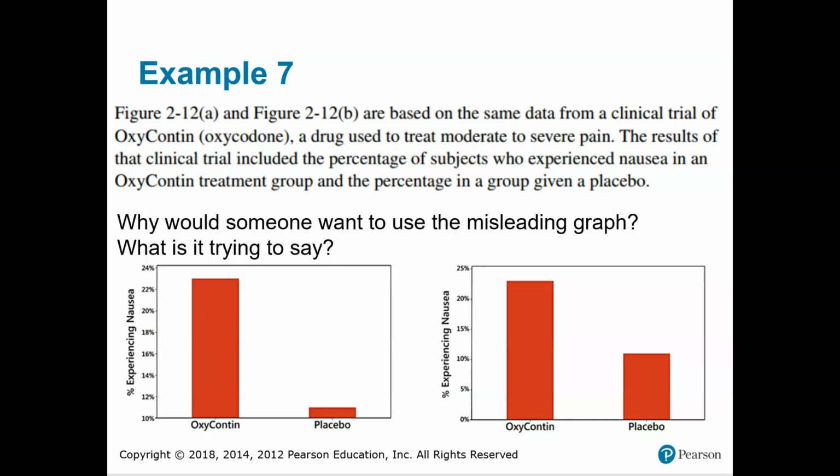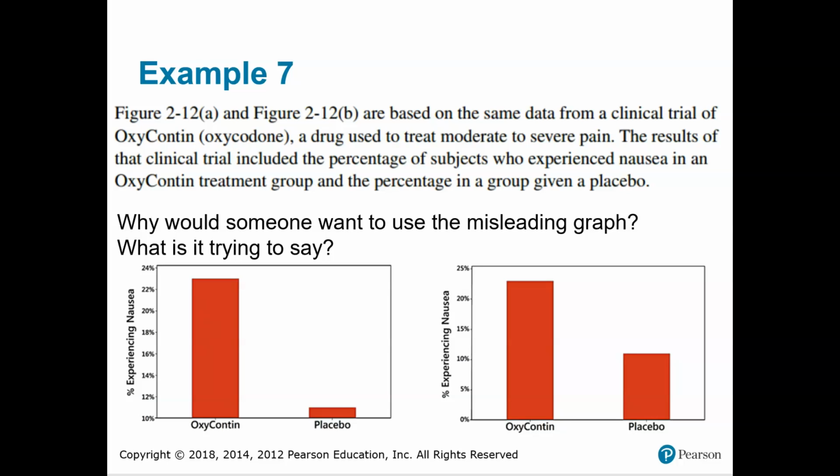So if I was using this misleading graph here, I am clearly trying to say that if you take OxyContin, you are going to get a lot of nausea. And in fact, I'm trying to show that it is way bigger, like 10 or 20 times bigger. It's actually 12 times bigger that they're showing here. And I'm trying to say, wow, if you take this, you are going to get nauseous.